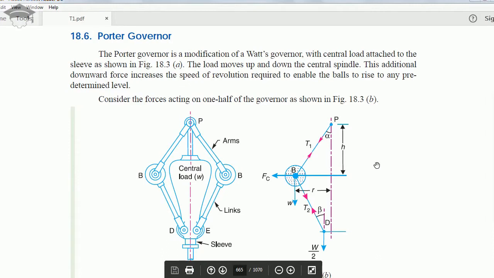In this video I will be covering the Porter governor. Now this is lecture 3 of the governor lecture series, and if you have not watched my previous video, lecture number 2, you can click on the top right corner icon appearing on screen right now. Now let's start with the Porter governor.